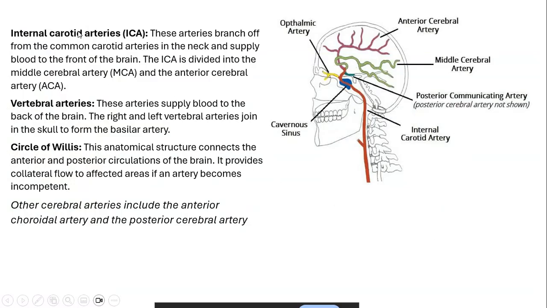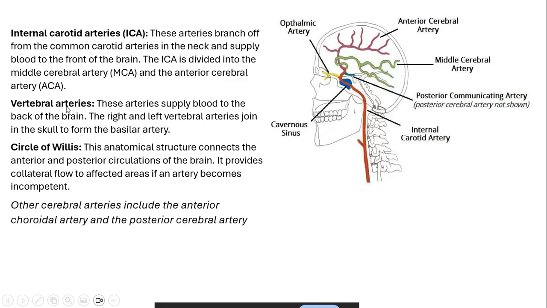All right, what kind of arteries pass through the skull? These arteries branch out from the common carotid arteries in the neck and supply blood to the front of the brain, the ICA. The ICA is divided into the middle cerebral artery, MCA, and anterior cerebral artery, ACA. Vertebral arteries. These arteries supply blood to the back of the brain. The right and left vertebral arteries join in the skull to form the basilar artery. Right? So vertebral arteries supply blood to the back of the brain.